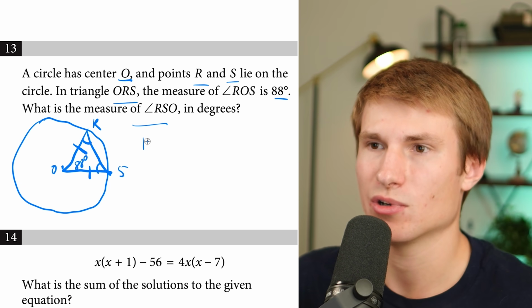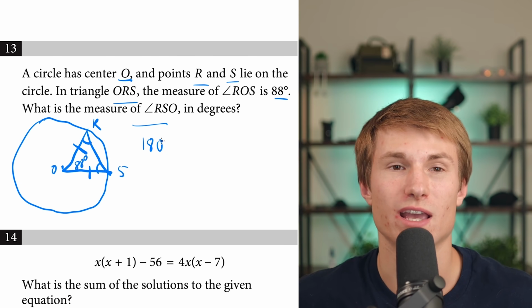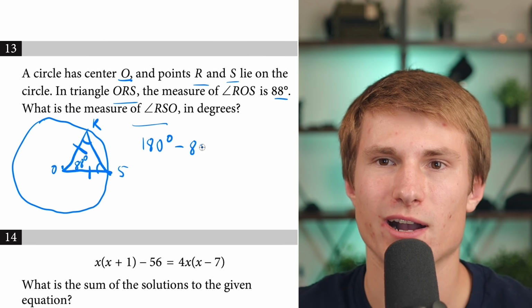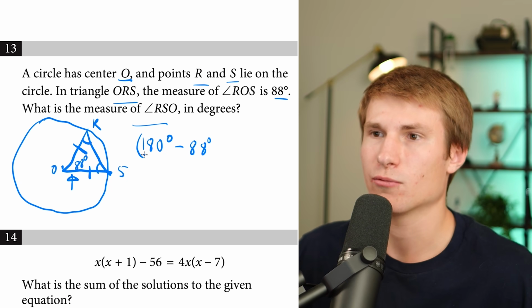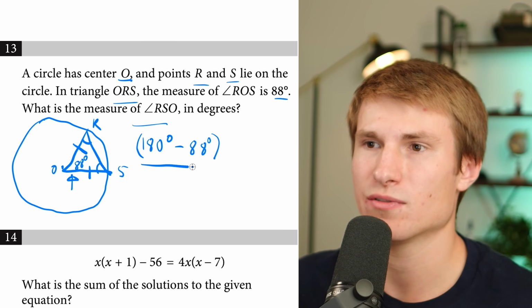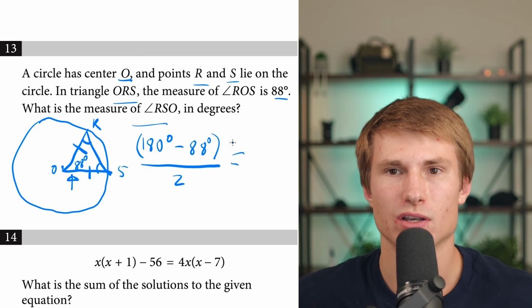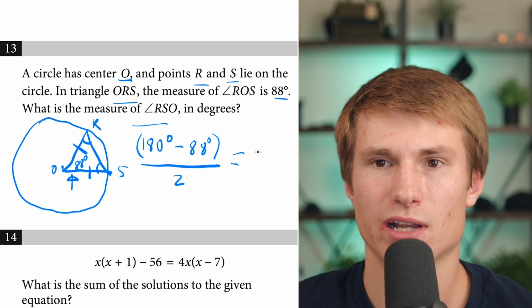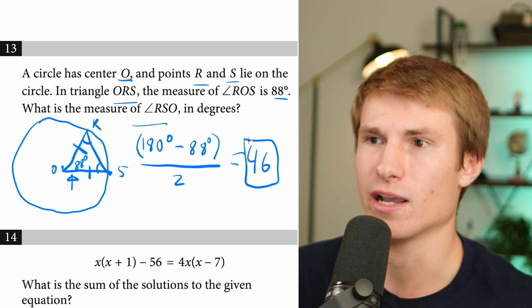So now, since we know all of the angles in a triangle will sum to 180 degrees, we can do 180 degrees. We'll subtract the 88 degrees that we have in this angle here, and then we will divide it by 2 since we know that we have 2 of these angles that will have the same measure. Okay, and once we do that, we will get that angle RSO. So 180 minus 88 is going to leave us with 92. 92 divided by 2 is going to leave us with 46 as our answer for angle RSO.